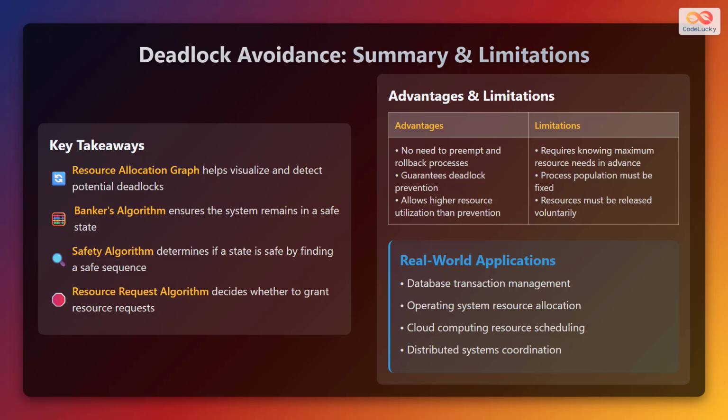The advantages of deadlock avoidance are no need to preempt and rollback processes, guarantees deadlock prevention, and allows higher resource utilization than prevention. The disadvantages are that it requires knowing maximum resource needs in advance, the process population must be fixed, and resources must be released voluntarily. In real-world applications, deadlock avoidance is used in database transaction management, operating system resource allocation, cloud computing resource scheduling, and distributed systems coordination.